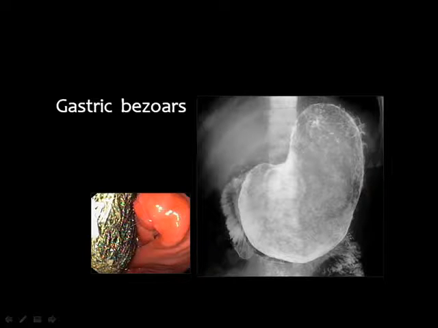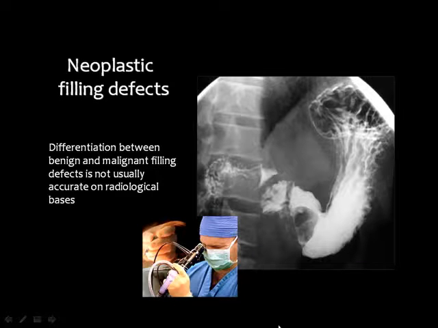And here you can see an example of this gastric bezoar, which is made of non-digestible fibers, a lot of fibers which occupy most of the stomach, and these fibers cannot be evacuated without surgery.